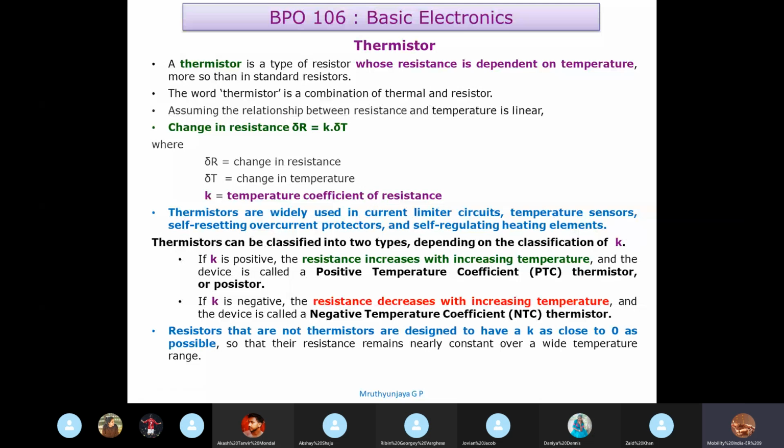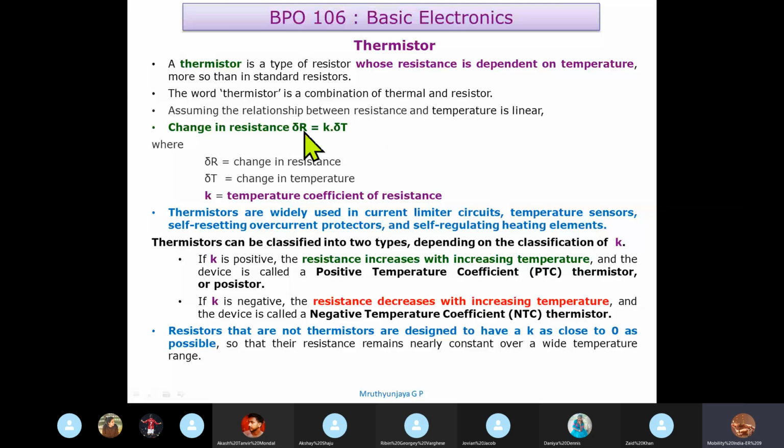Going back to the earlier discussion, resistors that are not thermistors are designed to have a K as close to 0 as possible. If K is as close to 0 as possible, that means apply 0 here. Anything multiplied by 0 is 0. So delta R will be 0 with whatever the temperature is. That is how we analyze.